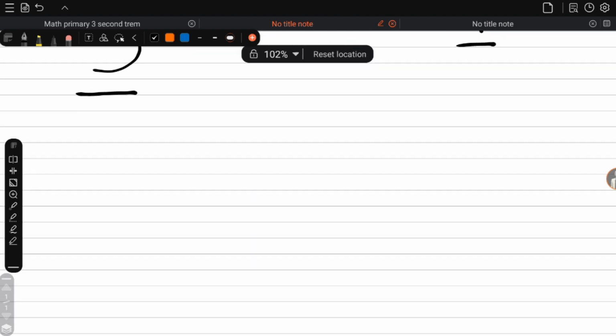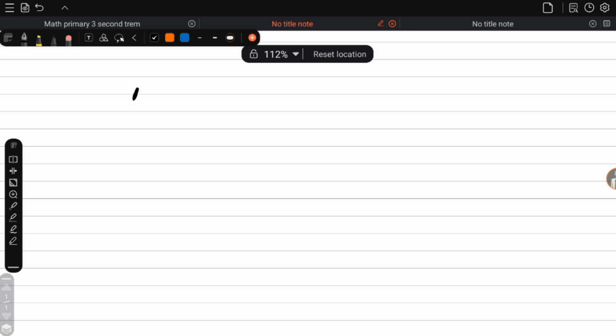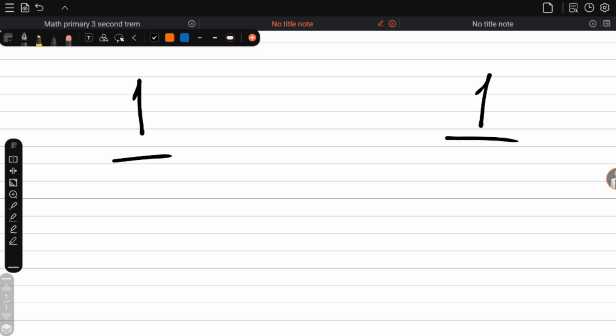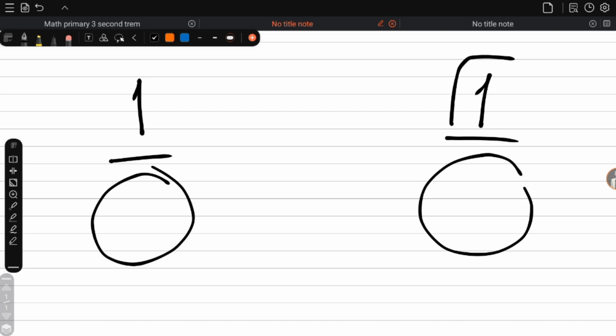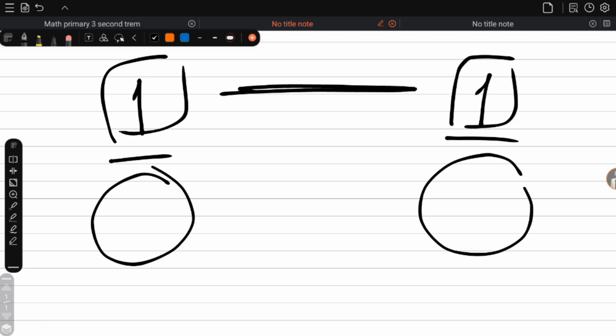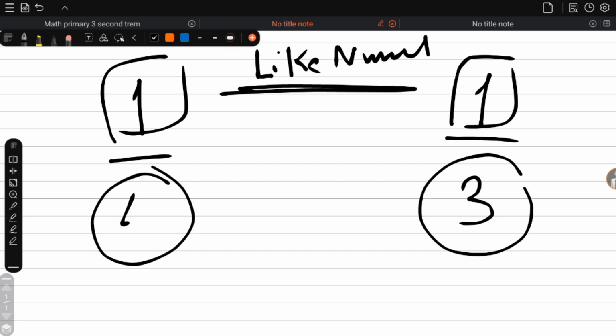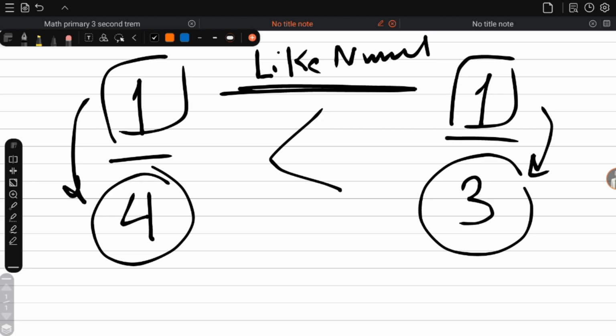Okay, so we can extract an important rule from here. When they are like numerators, the number above is the same, like numerator means the same numerator, look at the smaller denominator. If you find the smaller denominator, this is the bigger fraction. So is 1 over 3 greater than 1 over 4? Yes, 1 over 3 is greater than what?